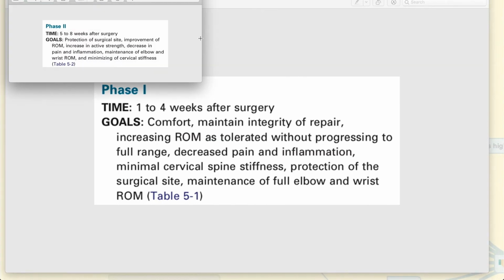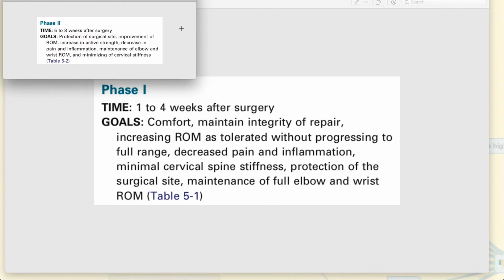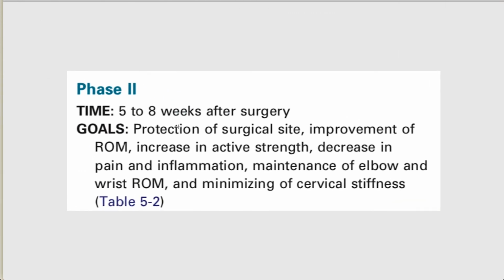And the second phase goes after 1 month, or week 5 to week 8. For the next month, protection of the surgical site is still being done, and gradual improvement of range of motion is being achieved with a slight increase in active strength and decrease in pain and inflammation. Elbow and wrist range of motion, of course, needs to be maintained.